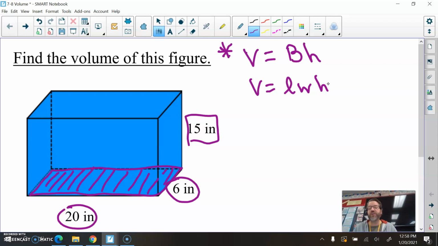Some of you might be thinking, I've heard that before. Why didn't you just say that from the start? Why do we have V equals big B times little h, or the area of the base times the height? And you will see why in a little bit when we look at another example.